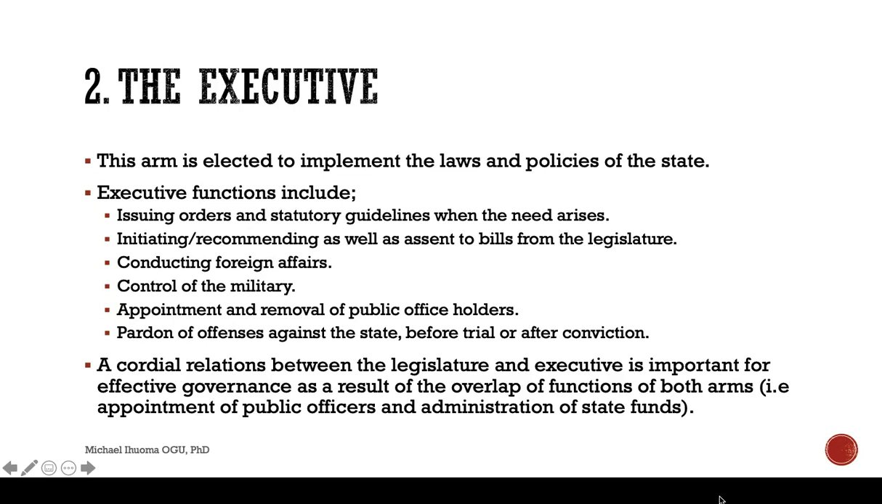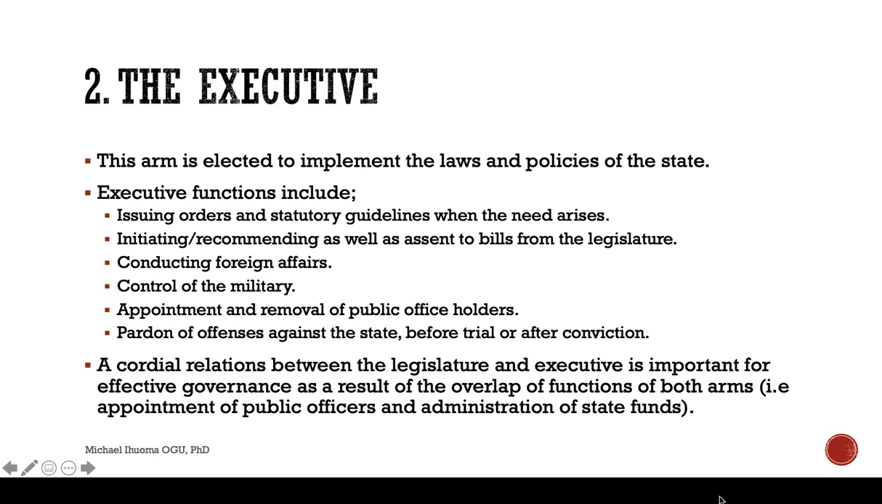All right. So in essence, we're saying that for both rule making and rule application functions to survive or to be efficient in every state, there has to be a cordial relationship between the executive arm of government and the legislative arm of government. The reason is because the functions of these two arms or organs of government overlap, right? And so if there's no cordial relationship between these two arms of government, then those overlapping functions will not be carried out effectively.